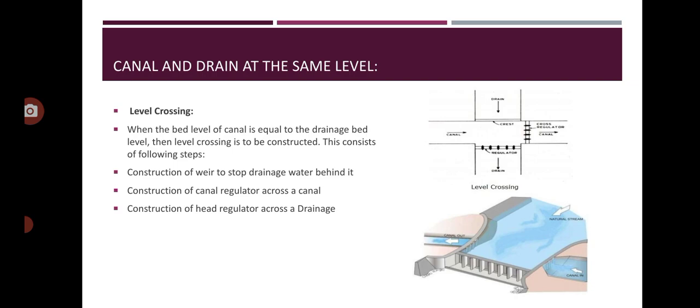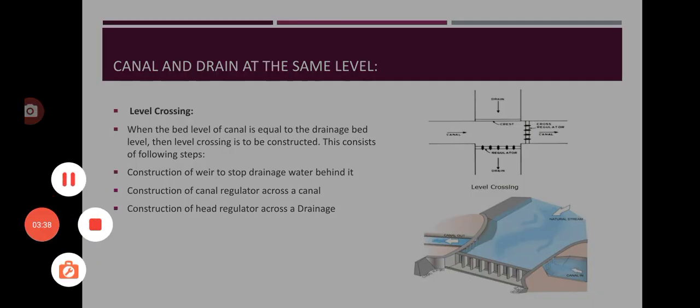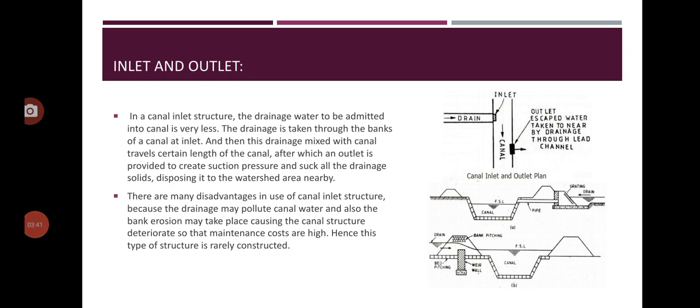Then construction of the canal regulator across the canal, and construction of the head regulator across the drainage. It is used for monitoring the flow in the drainage and also in the canal. Inlet and outlet is another type. Here is the inlet section on the upstream side, and the outlet on the downstream side. When the canal bed level and the drain bed level are at the same level, we can go for this inlet and outlet structure.